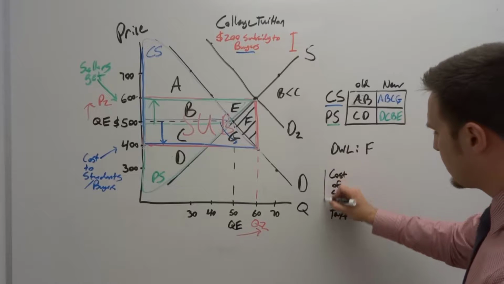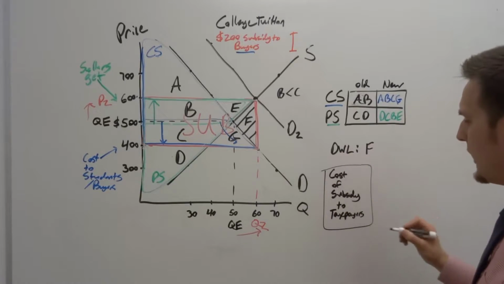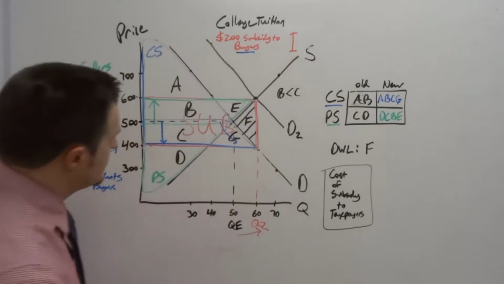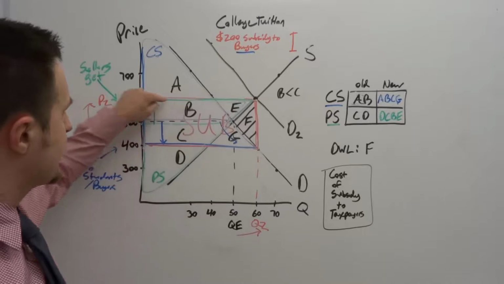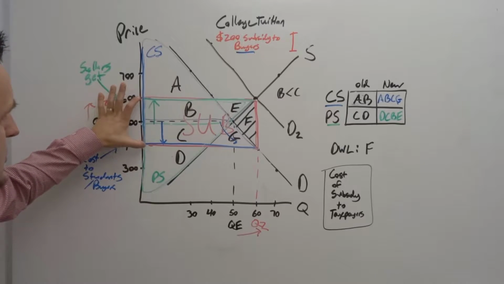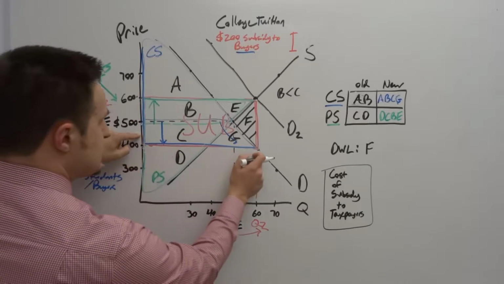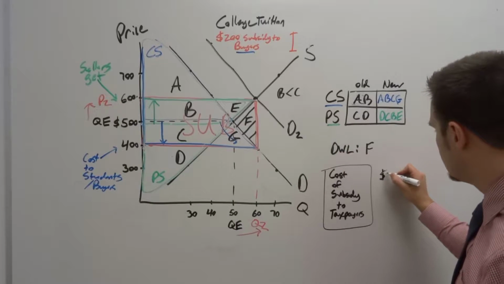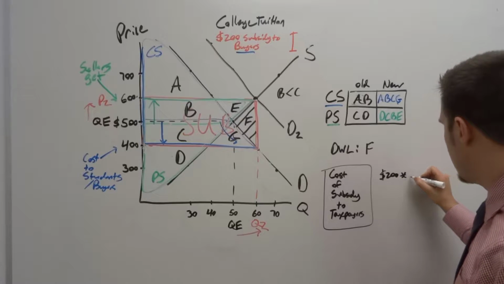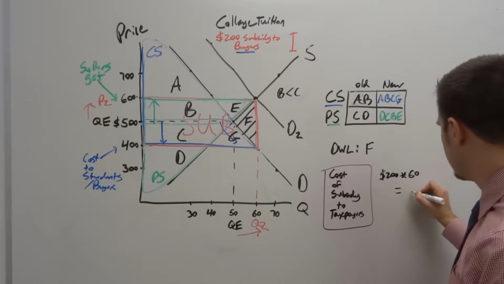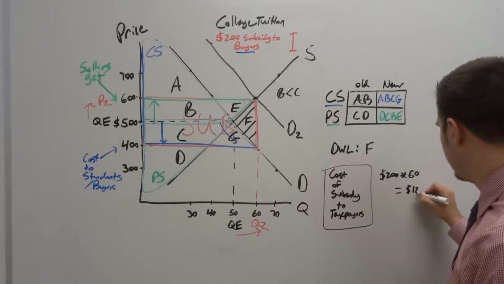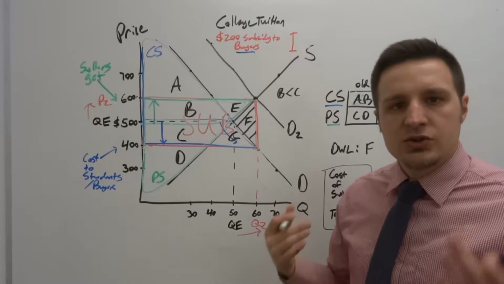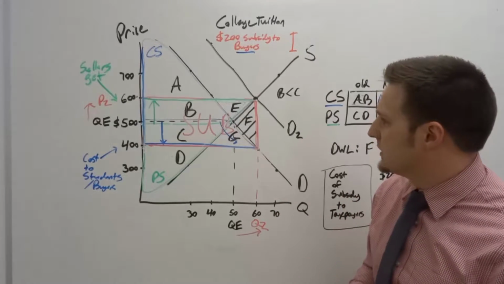The last thing that we want to cover is the cost of the subsidy to the taxpayers. So once again, the subsidy box is the area of the subsidy. So $200 times 60 units. So the cost to the taxpayers is going to be 200 times 60, which is equal to $12,000. So this is a $12,000 total cost of that subsidy.